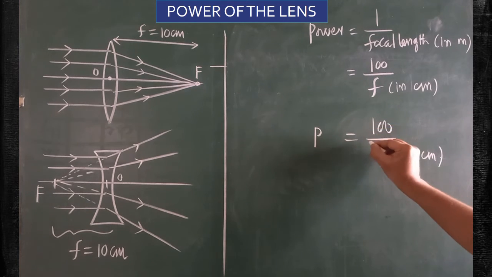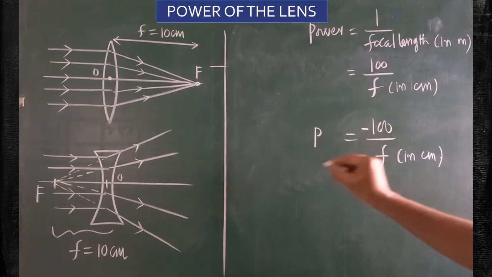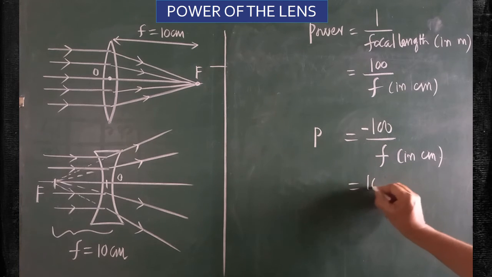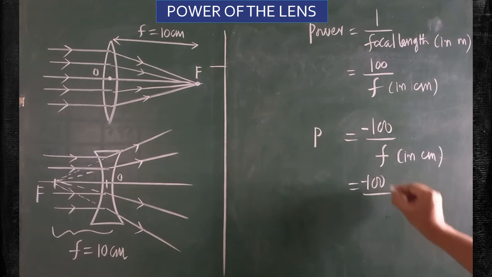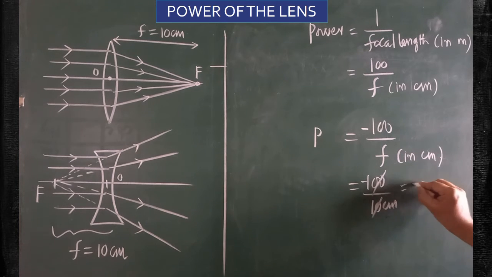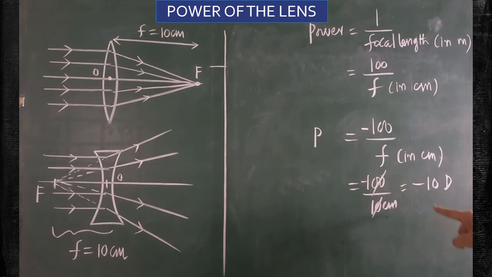Here in the formula a minus sign must be written. Why? Because it is a diverging lens. In the case of a concave lens, the negative symbol must be written. Substitute 100 divided by 10 centimeter. The final answer must be written as minus 10 diopter. As soon as you see the minus symbol, it shows that the nature of the lens is concave.